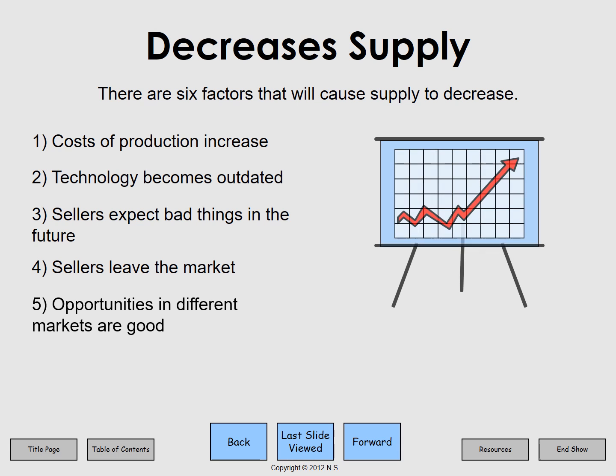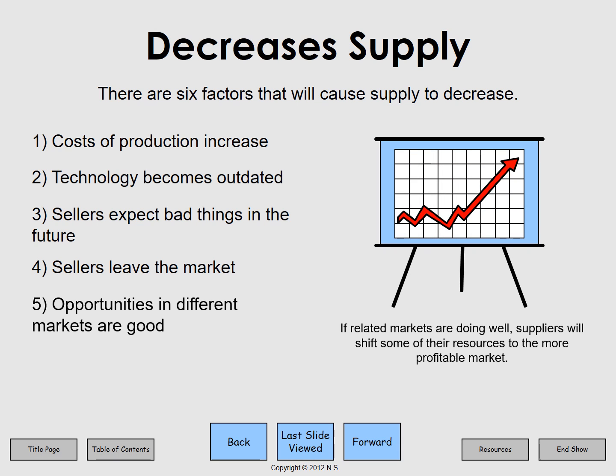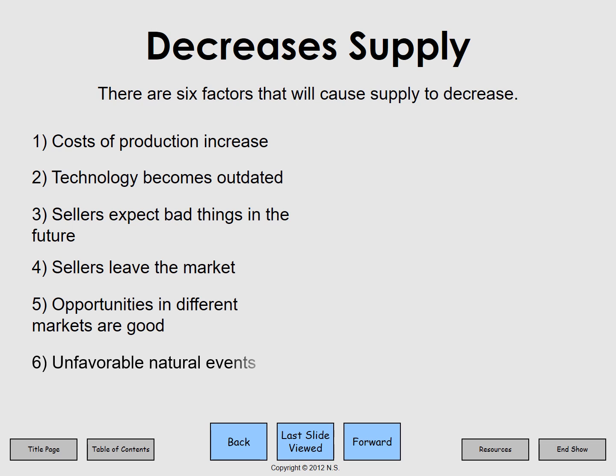Opportunities in different markets are good. Let's say it turns out that iced tea cures cancer. You're going to spend more time making iced tea than you are lemonade. So if it's better in another market that's still kind of similar, you're going to spend your time to go in that sort of market.